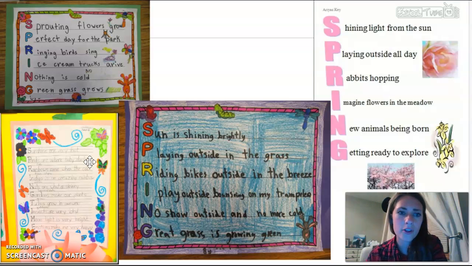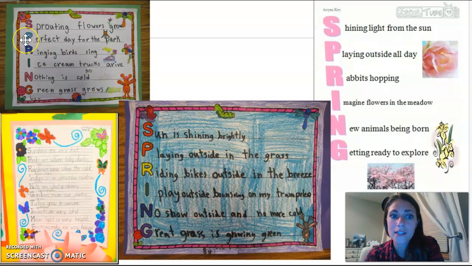If I look at this one over here, the first letter of the word spring is an S. So you have to think of a word that starts with an S to write down your phrase or sentence. In this example, they did sprouting flowers grow. In this example, they did sun is shining brightly. In this example, they did shining light from the sun. See how all the words start with the letter S.